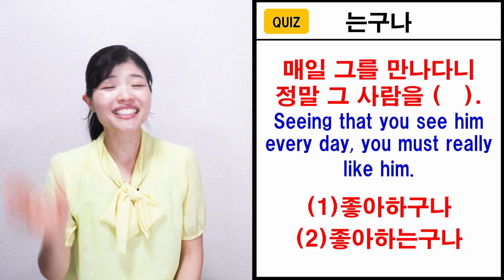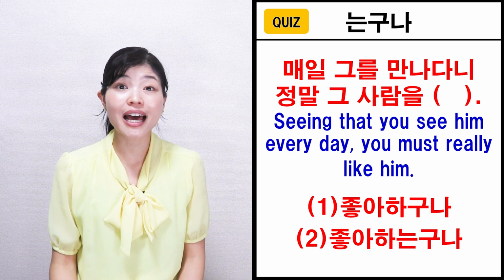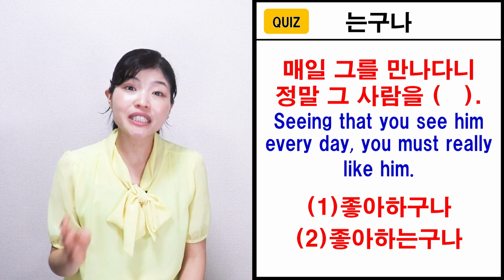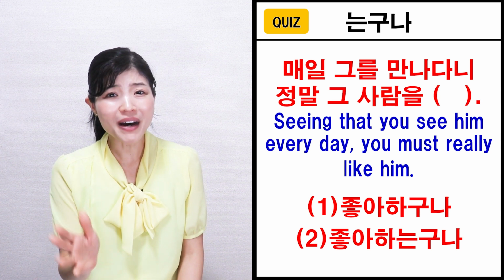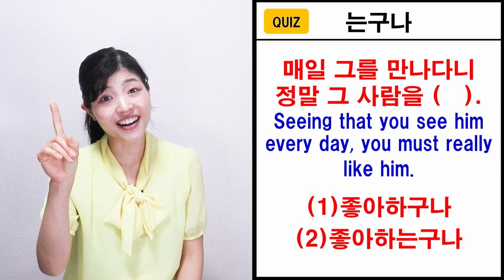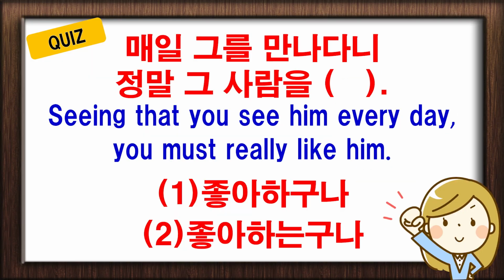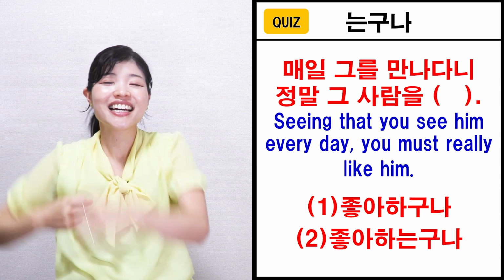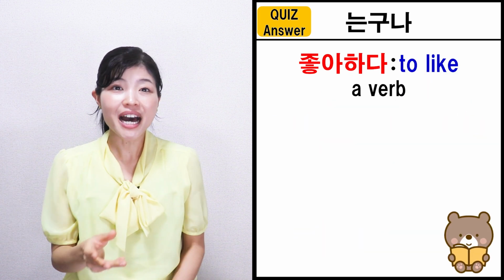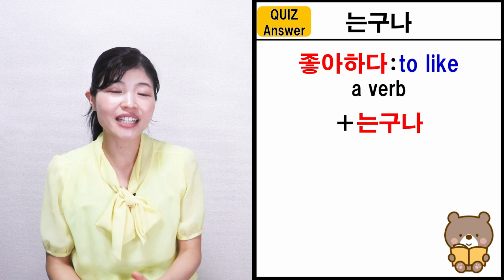Which one is the correct answer? 매일 그를 만나다니 정말 그 사람을... Seeing that you see him every day, you must really like him. Number 1, 좋아하구나. Number 2, 좋아하는구나. The correct answer is number 2. 좋아하다, to like, is a verb. So you attach 는구나 to the stem.